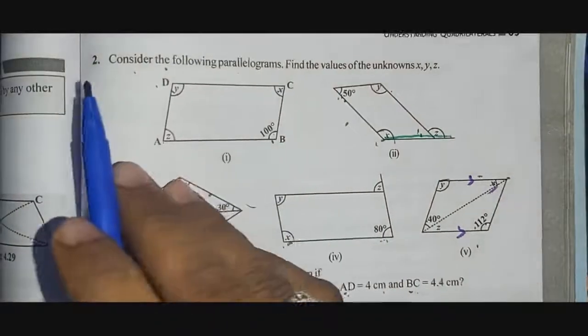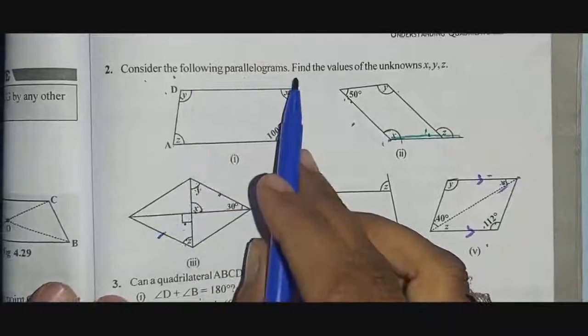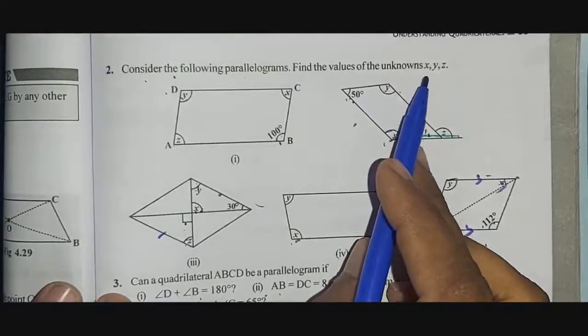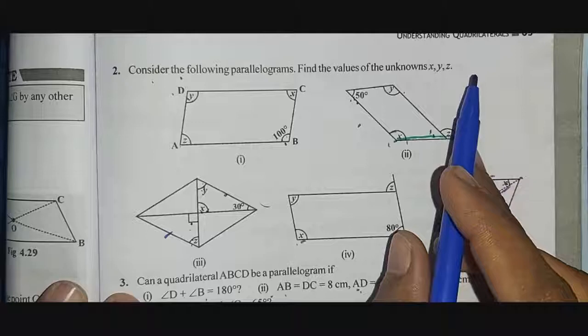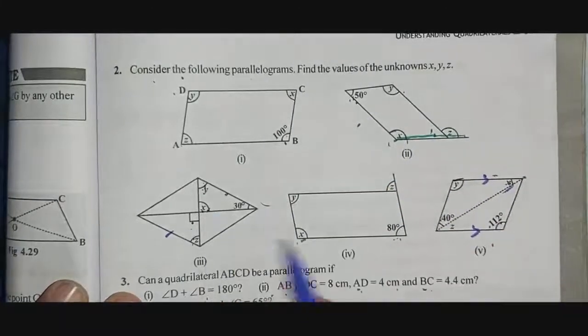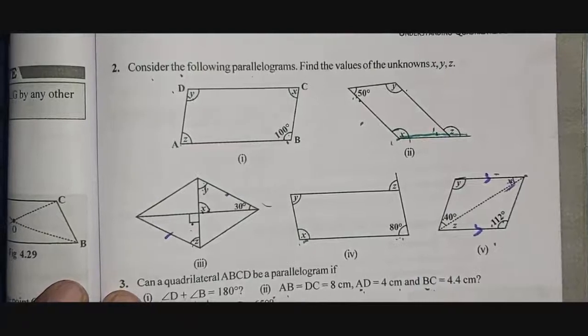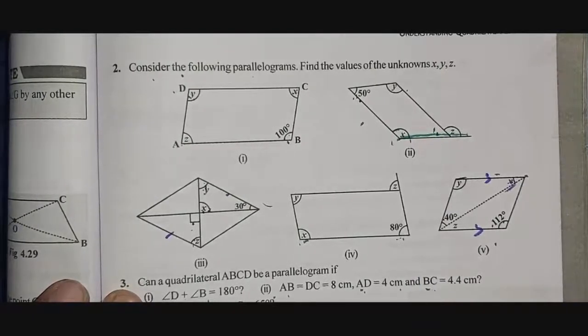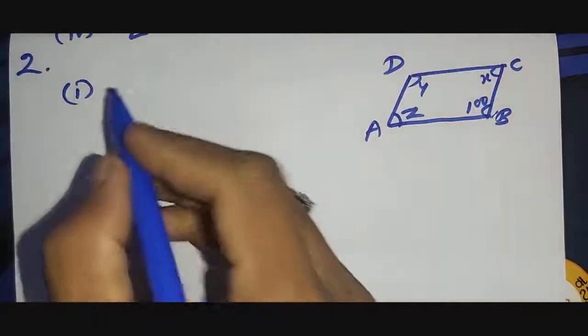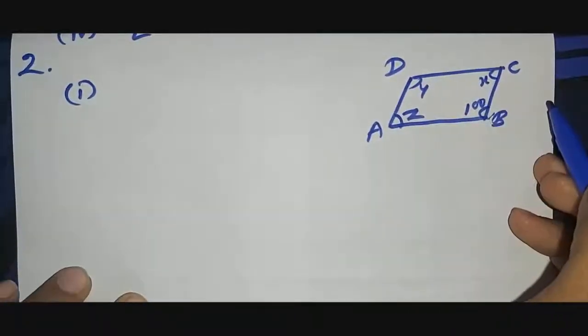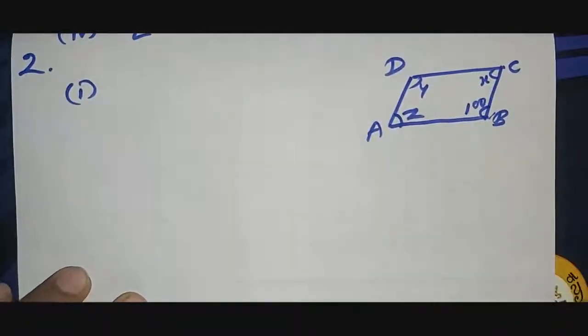Now let us discuss the second main question. Consider the following parallelograms. Find the values of the unknowns, that is x, y, and z. Here they have given figures. Let us solve and find the solutions of x, y, and z. Here we have the first question. They have given a figure. We need to find x, y, and z.